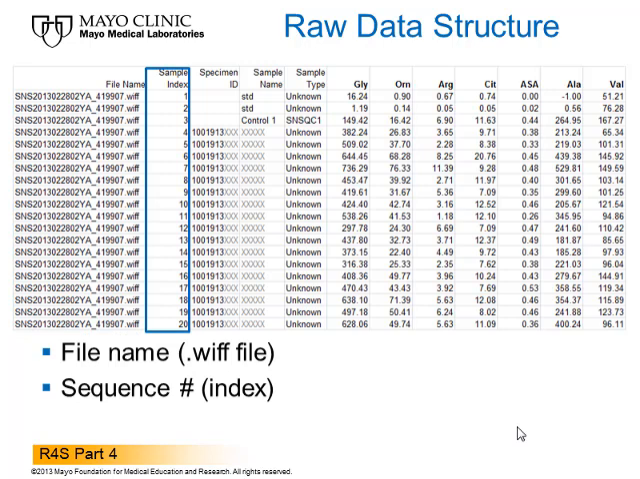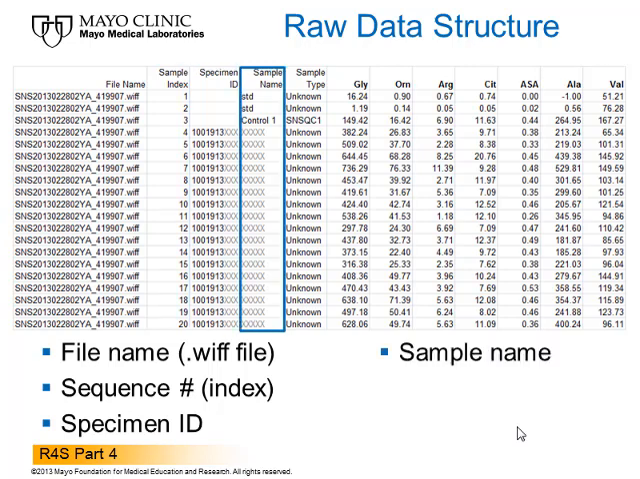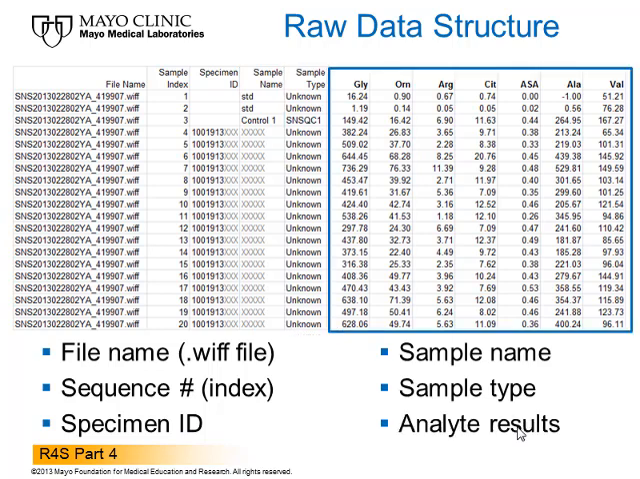The sequence number, here called the sample index. The specimen ID number that is assigned by the main laboratory information system. The last name of a patient, not shown here for obvious reasons. The sample type, unknown, indicates a routine first specimen. And finally, the analyte abbreviated names and actual results.